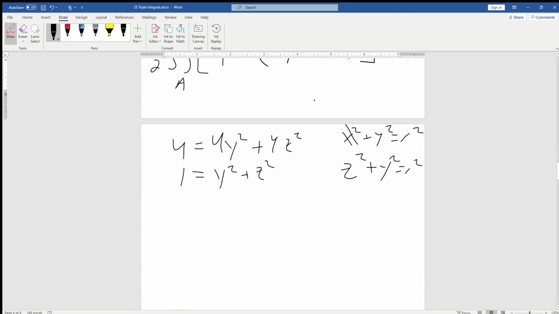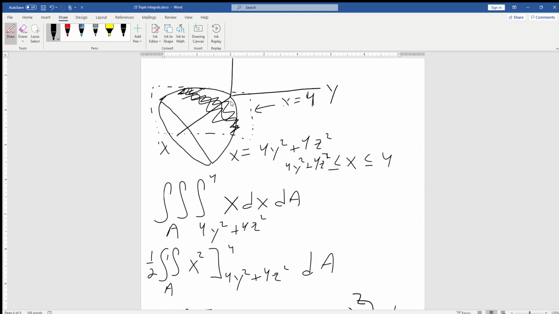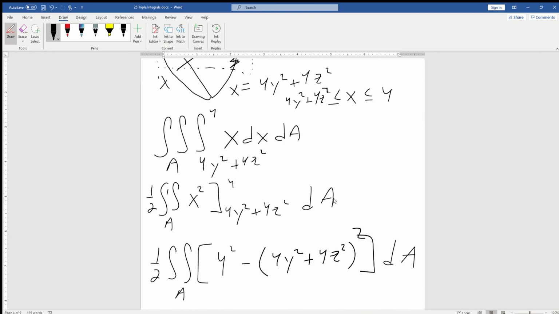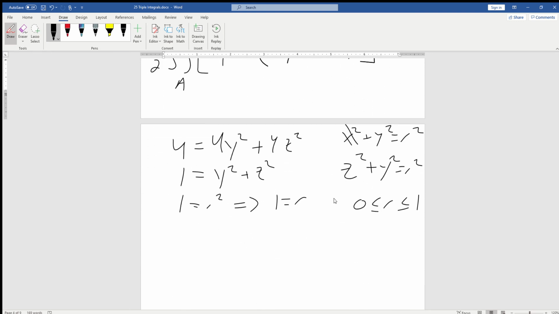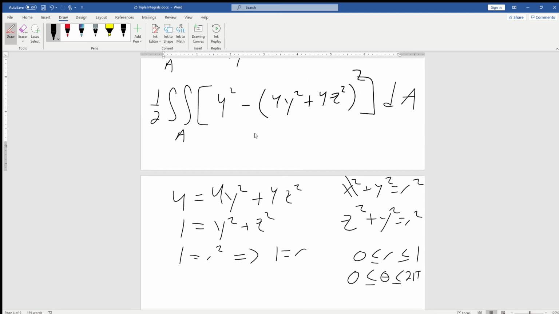All right, so we can say 1 equals r squared, which implies 1 is equal to r. So the bounds for r are 0 to 1. If you look at our paraboloid, clearly we can go from 0 to 1. So the radius is basically going to be 1 at its max when it touches the plane. And then finally, because it doesn't necessarily designate a quadrant, the range for theta is going to be 0 to 2 pi.